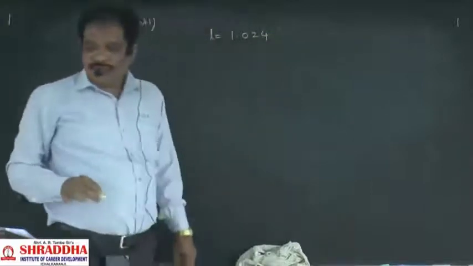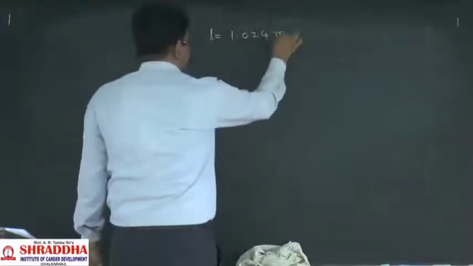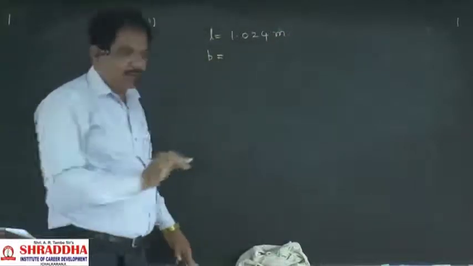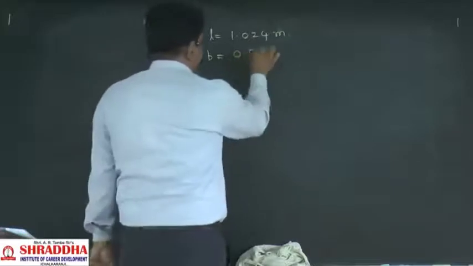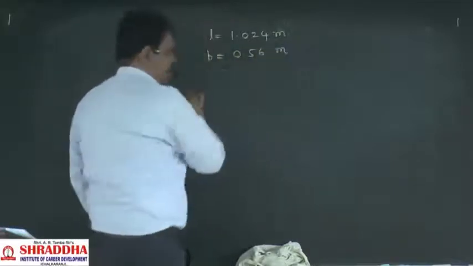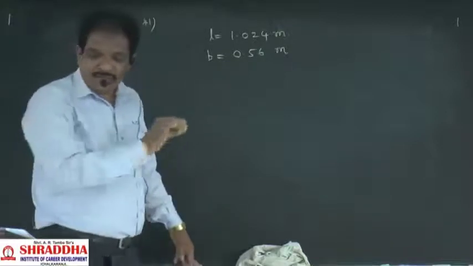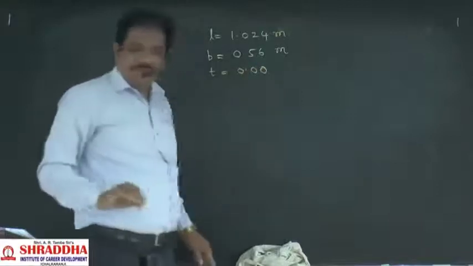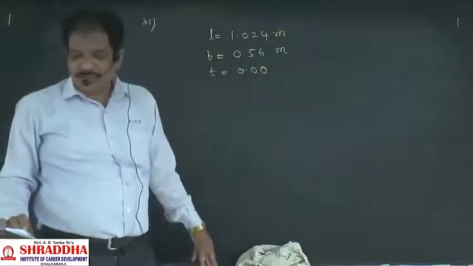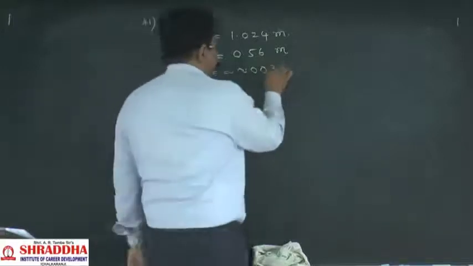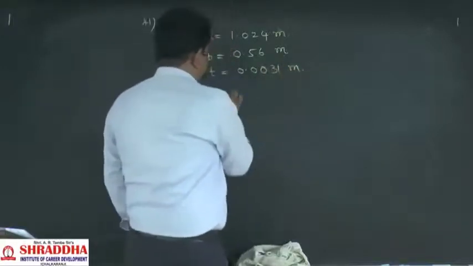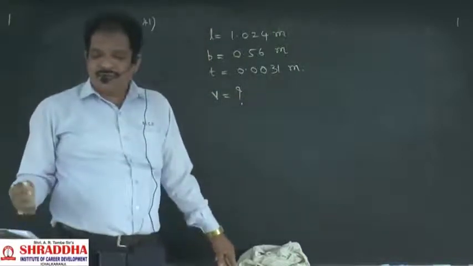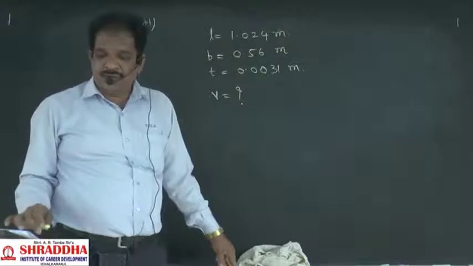1.024 meter. Breadth value they have given as 0.56 meter. Thickness value they have given as 0.0031 meter. Find the volume. Volume is equal to length into breadth into height, we know.